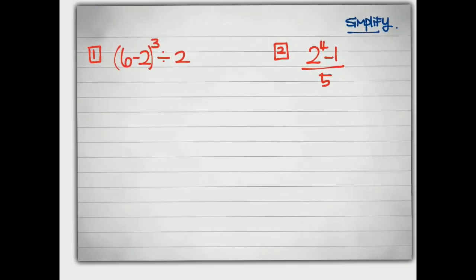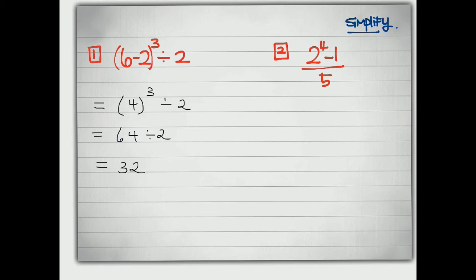So let's try our hand at some examples using order of operations. The first says (6 minus 2) raised to the third power divided by 2. So you want to apply the parentheses. You want to simplify what's in the parentheses first. So we get 4 raised to the third power divided by 2. Now, according to PEMDAS, the next thing we should do is exponents. So 4 times 4 is 16, and 16 times 4 is 64. So we're going to get 64 divided by 2, which gives us 32. So that's the answer to the first question.